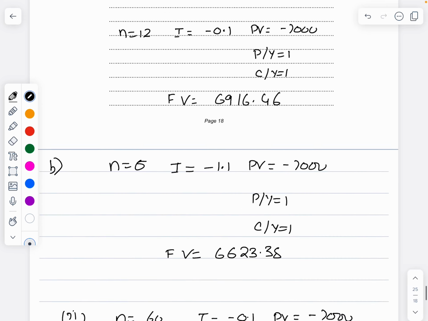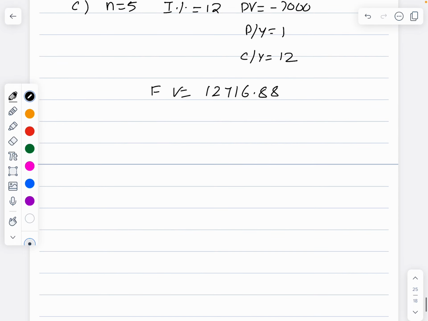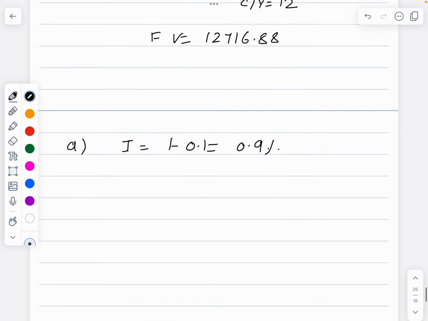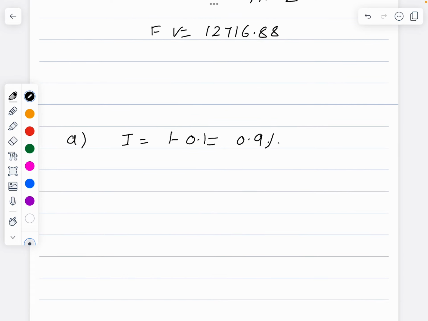Part D, find the real value of the money he will receive at the end of 2024 if the inflation is 0.1%. So now for part D, the real interest rate will become 1 minus 0.1, which is 0.9%. Because per month the interest rate was 1%, because 12% per year means it is 1% per month. So basically the original interest rate was 12 upon 12 minus 0.1, which is 1 minus 0.1, which is 0.9%.